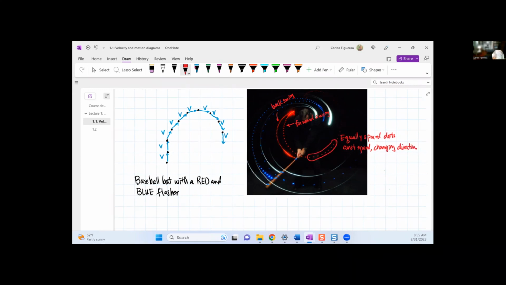And I could say the same thing over here. Look at this. You can see these dots are equally spaced. But this one clearly has a higher velocity, and this one has a lower velocity. But that's an example of that type of motion diagram.